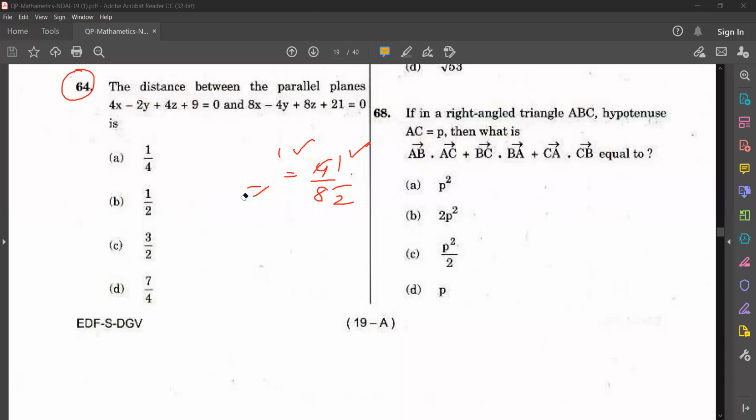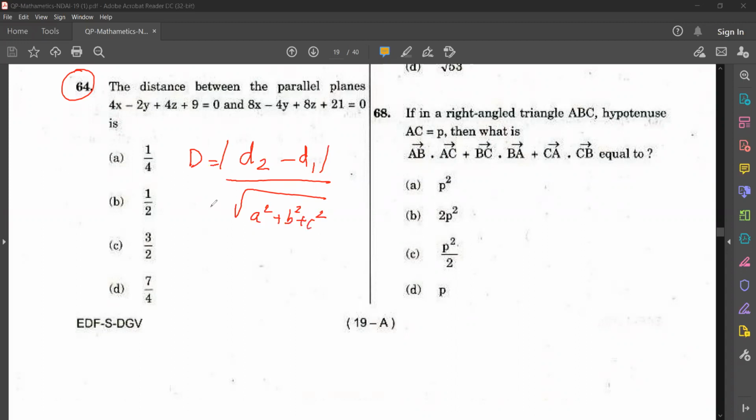Now here they are already given these two are parallel planes. Then how to find the distance between parallel planes? What is the formula? The formula is modulus of d2 minus d1 divided by root of a square plus b square plus c square.